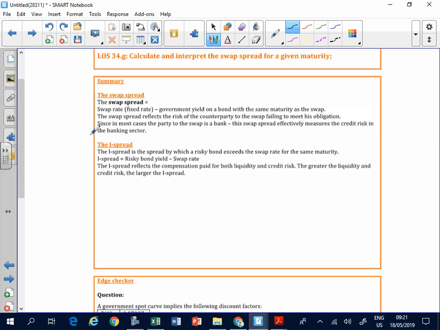Now I've got an 11-year swap rate, which I just interpolated. I can compare that 11-year swap rate to the 11-year yield to maturity on a bond. And the gap between the two will be the I spread. Same thing. Got it? Everyone?